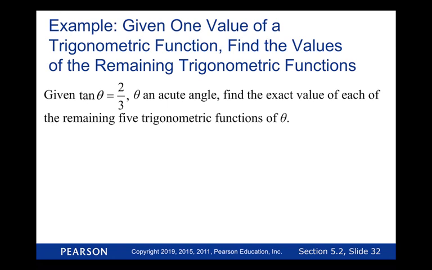All right. So given that tan is 2/3, theta is an acute angle, find the exact value of each of the remaining 5 trig functions. Do we want to see the right triangle version or the trig identity version? The right triangle. Okay, we'll do the right triangle, right?